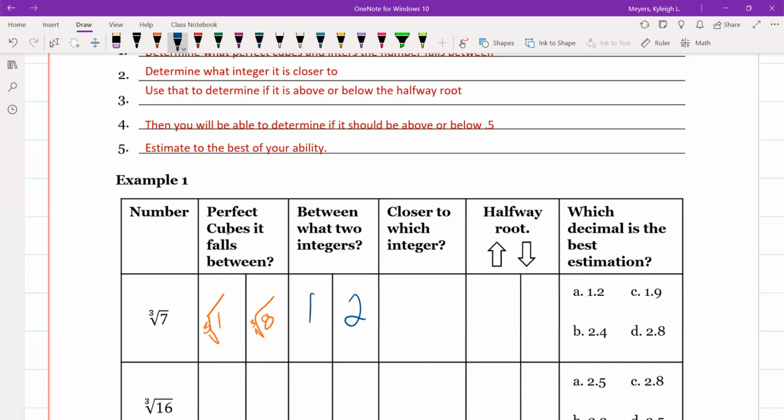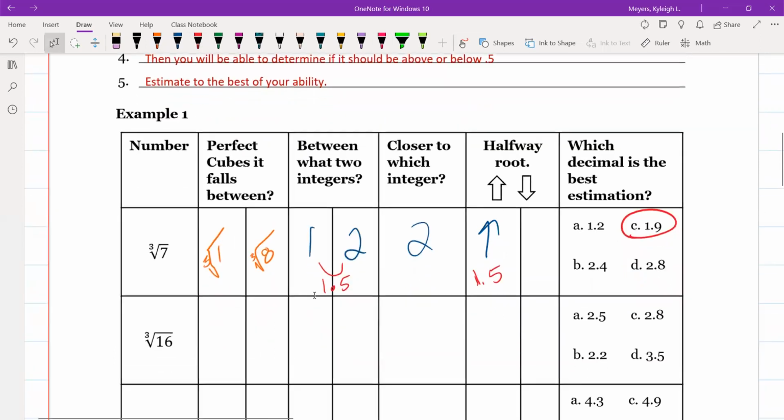7 is closer to 8, so it's closer to 2. Since it's closer to the bigger number, it's above the halfway root. And that means it's got to be above 1.5. And remember, I got that because what's right in the middle of 1 and 2? 1.5. Okay, so which one's bigger than 1.5 but less than 2? That's going to be C.